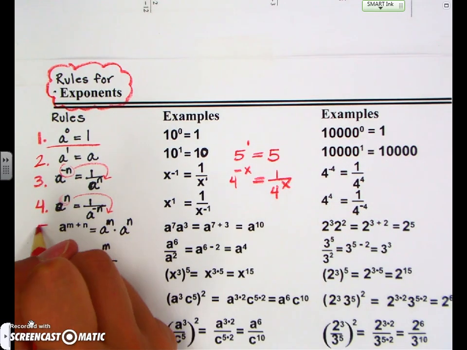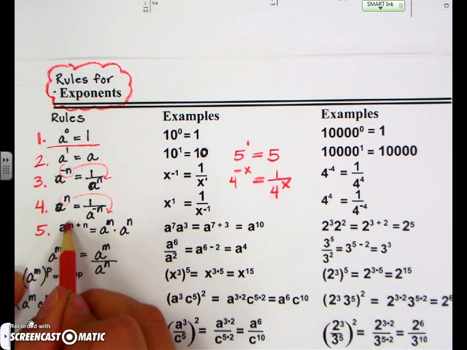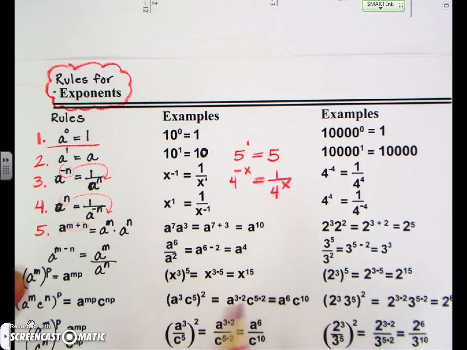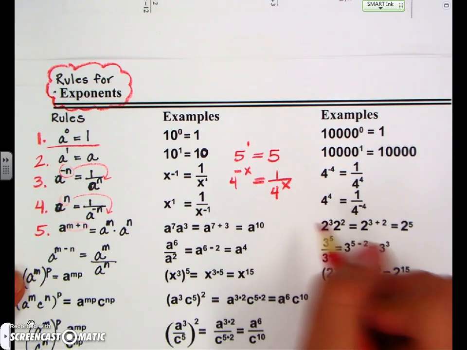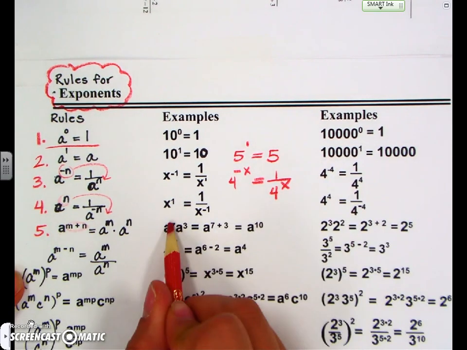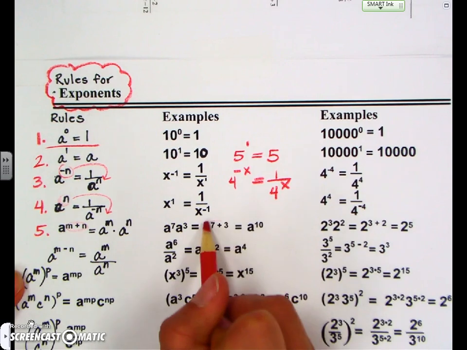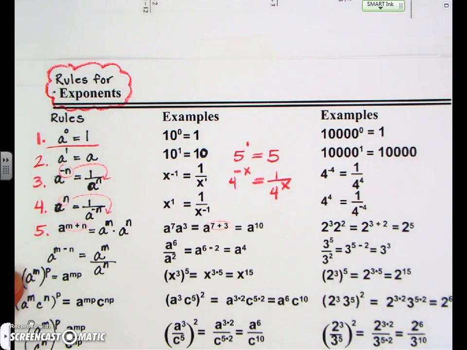Rule number 5, if you have 2 exponents and you're adding them together, it's the same thing as multiplying them. It's very similar to the log rules that we learned. Remember, when you're adding logs, you actually multiply them. So if I give you a to the power of 7 times a to the power of 3, you're going to add your exponents and get a to the power of 10.